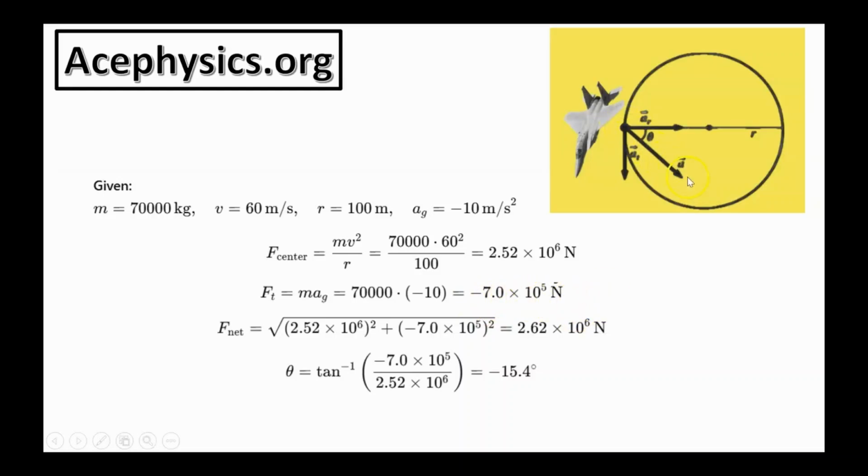The net force is in this direction. It's in the direction of the net acceleration scaled by the mass. To calculate the net force, we use the Pythagorean theorem. The net force is the square root of the force in the x direction squared plus the force in the y direction squared. And that's 2.62 times 10 to the 6th newtons. And then the angle theta is the inverse tangent of the y over the x component, and that's -15.4 degrees.